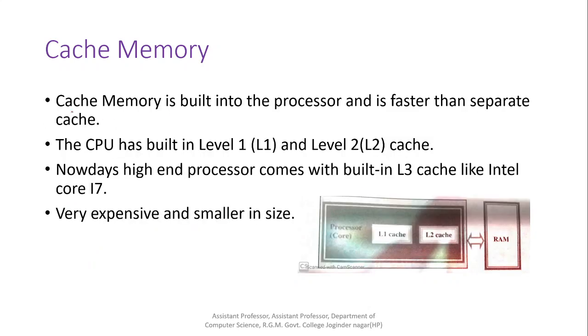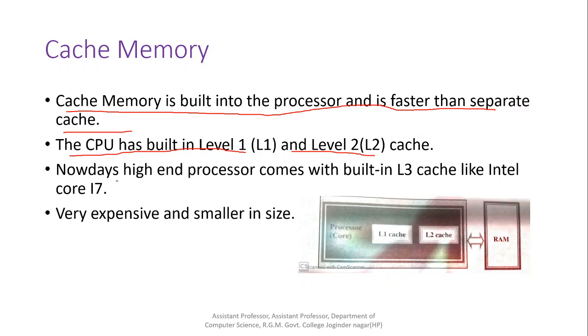Cache memory is always built into the processor and is faster than the separate cache memory. Built-in memories have two levels: one is level 1 cache memory and one is level 2 cache memory.